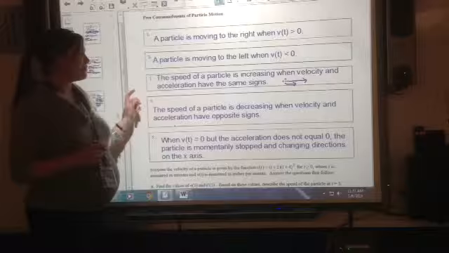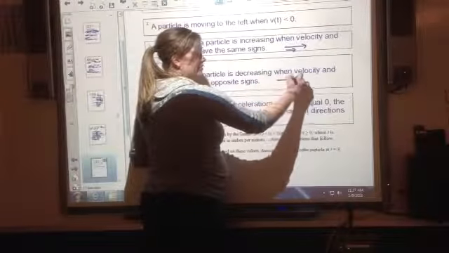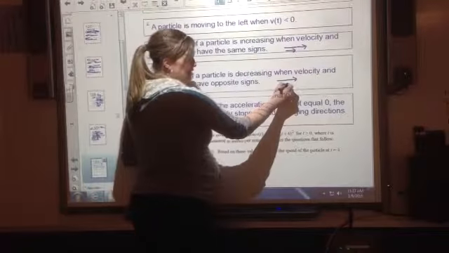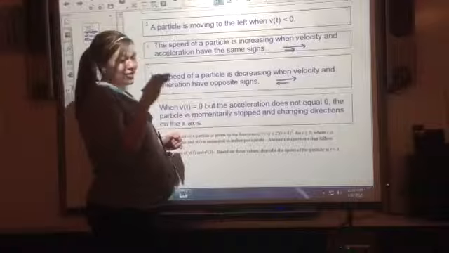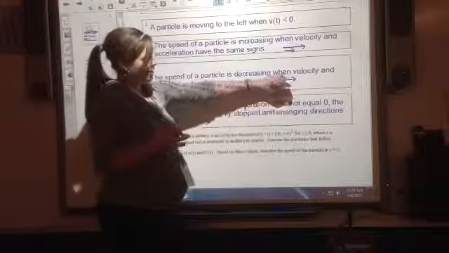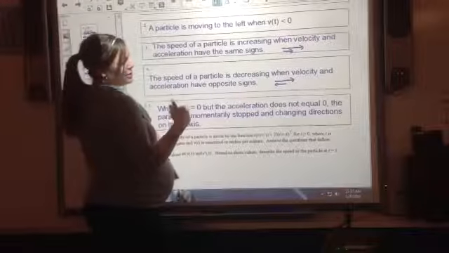If it has different signs, so opposite signs, like velocity is positive and acceleration is negative, then you're slowing down. The rate at which velocity is changing is negative. You're going this way, but you're putting on the brakes.